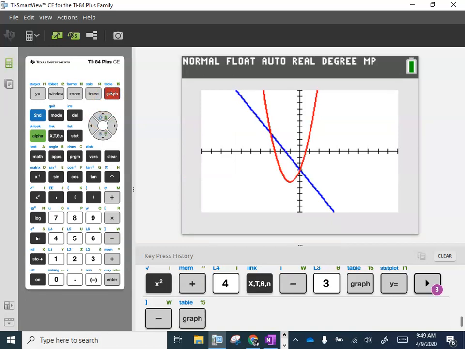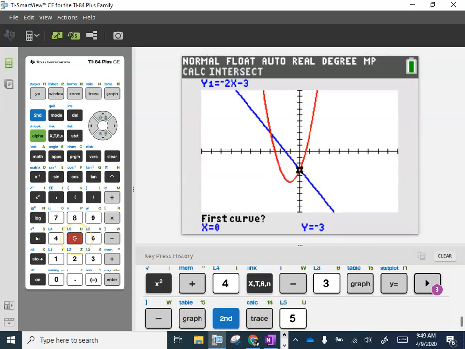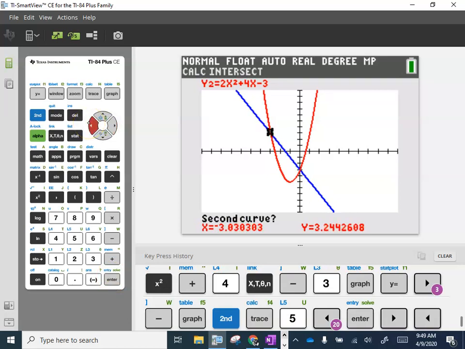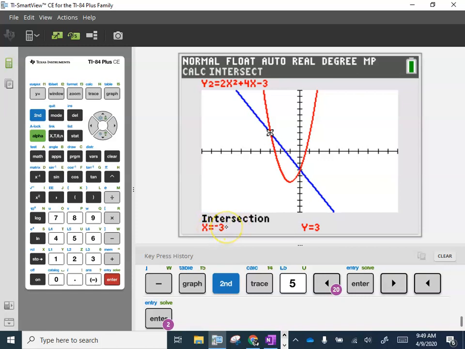So now to find your intersections, we're going to go to second, trace, and you're going to go down to intersection, which is number 5. It's going to ask for your first curve, which is the first equation you plugged in. It wants you to get as close to the intersection as possible along that line. Once you do that, you hit enter, and same thing with the second one. It shouldn't move. You're going to hit enter basically a total of 3 times. So our first intersection we do get is -3, +3. That's how you would do the first one.